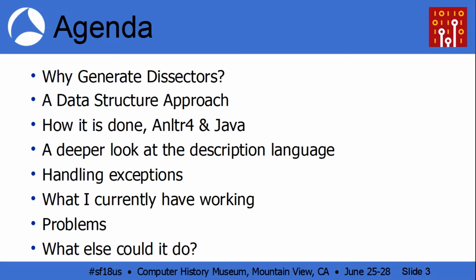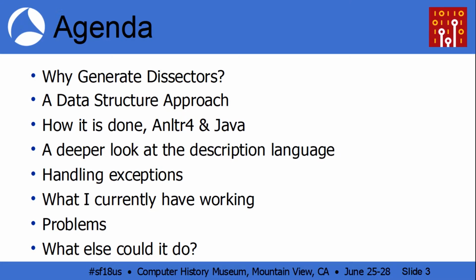And then I'll have a deeper look at the description language. When I look at ANTLR, I'll look at the grammar that describes the language, because you need to feed a grammar into ANTLR. And so then I'll have a deeper look at the description language and go through a bunch of examples based around a protocol called IEEE 1905 that I wrote a dissector for last year for the Wi-Fi Alliance. A little bit about handling exceptions, because I've built some things into the language that describes the protocol that allows you to handle exceptions.